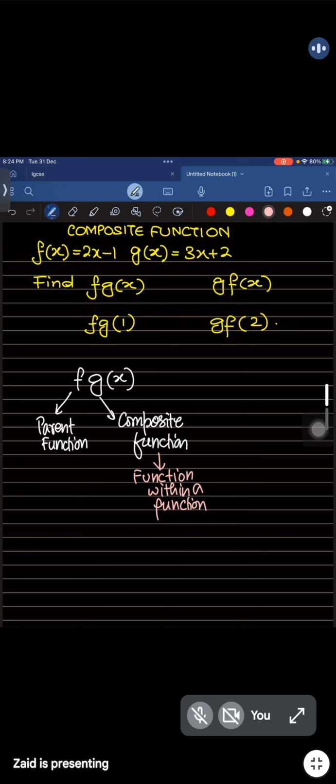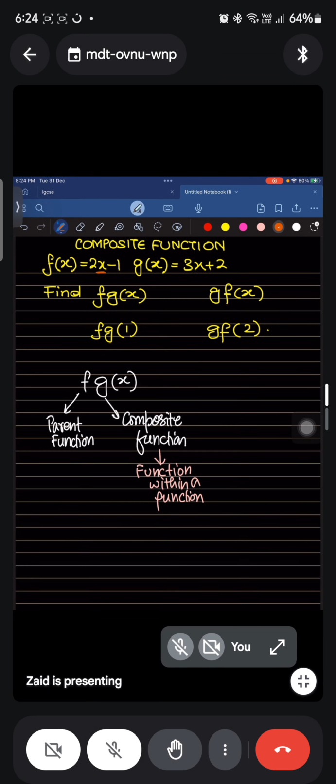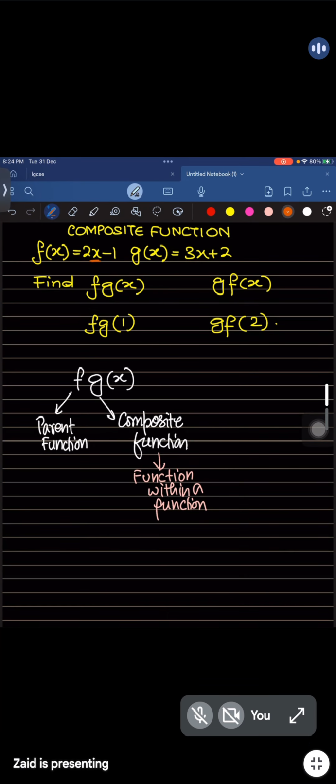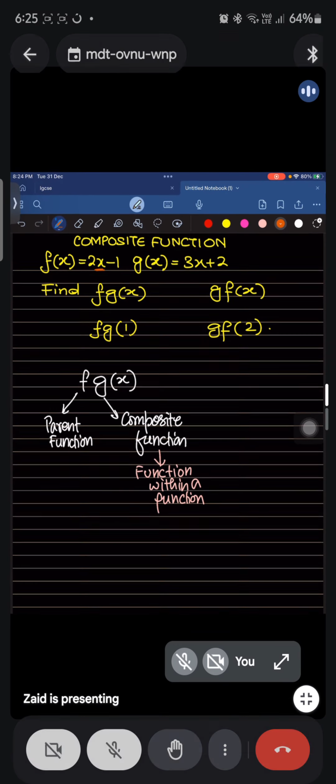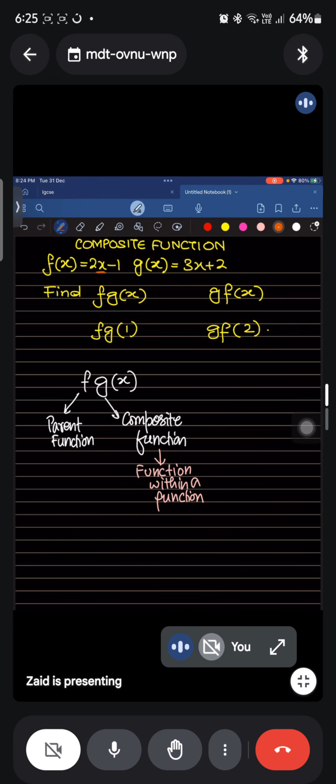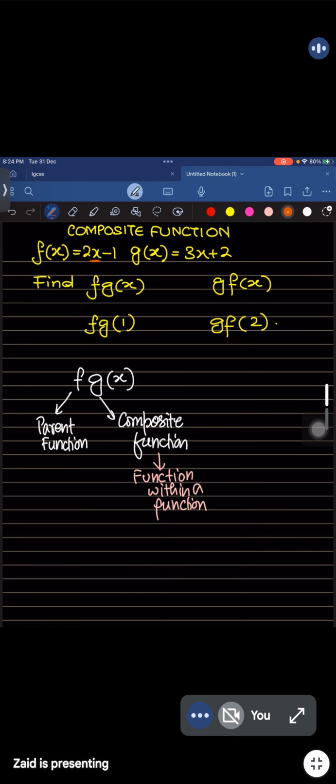So what you are going to do, if you're supposed to find fg(x), wherever you have got x in f of x, in place of that you're going to write the entire value of g(x). Okay? Is this clear to all of you?